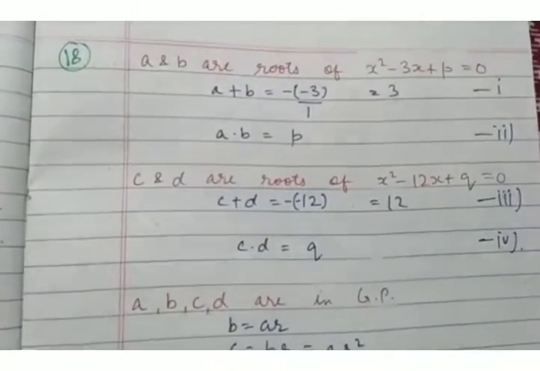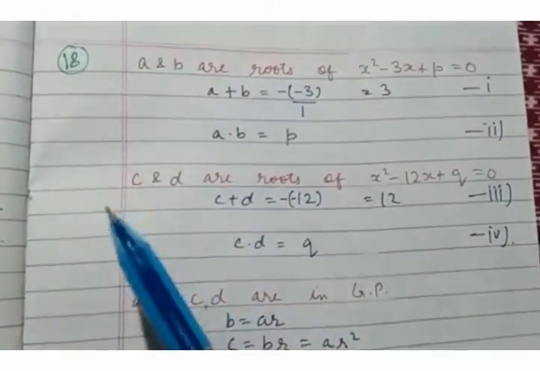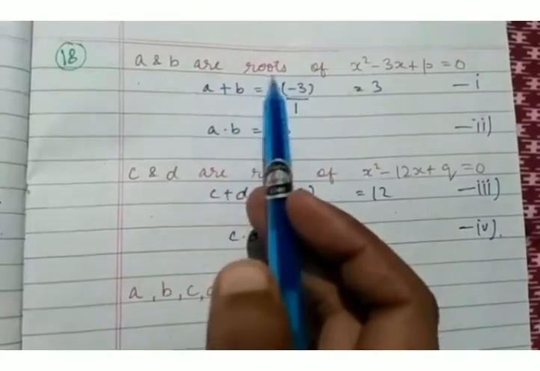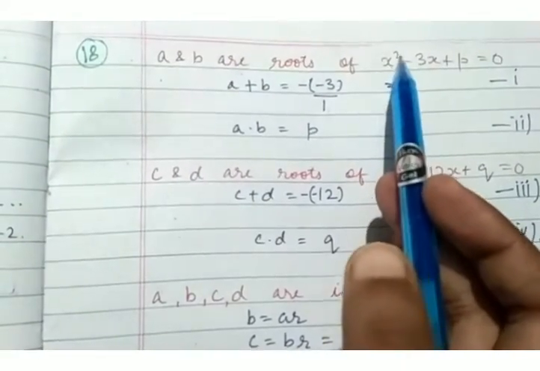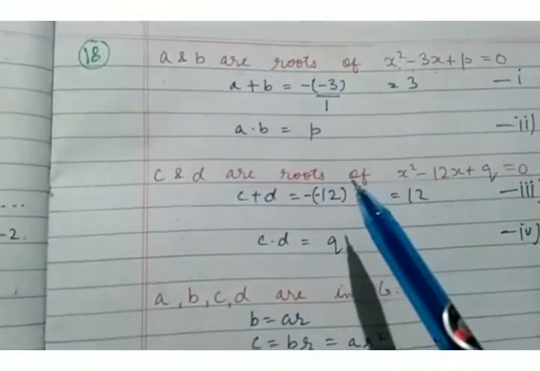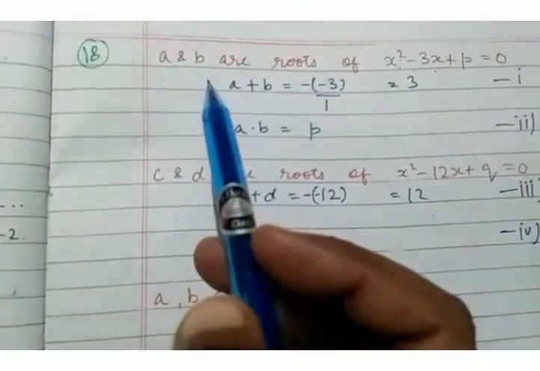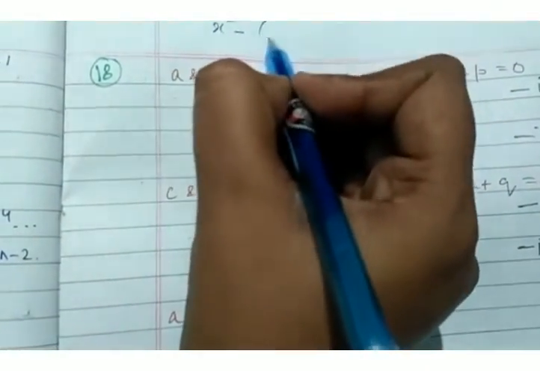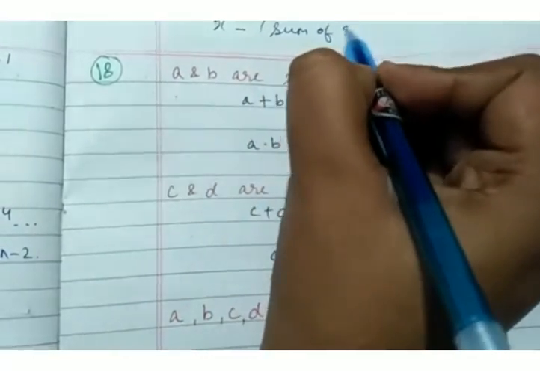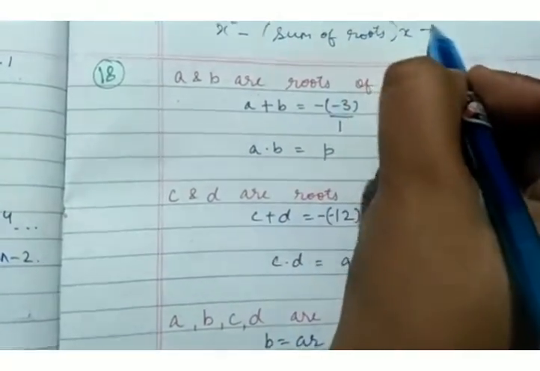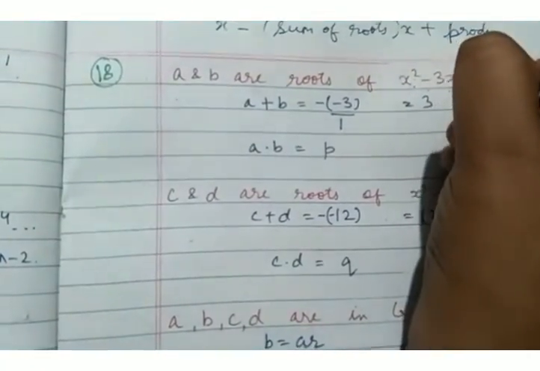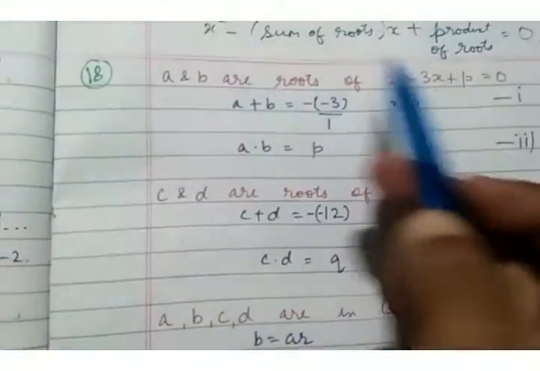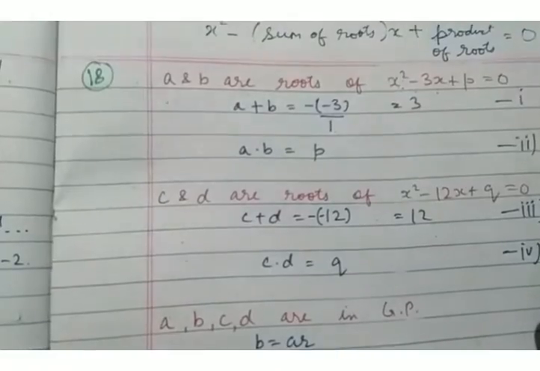The next question that we are going to discuss is question number 18. In this question, it is written that a and b are the roots of the given quadratic equation x square minus 3x plus p equals 0. We know that whenever we write a quadratic equation, it is of the form x square minus sum of roots into x plus product of roots equals 0. Whenever we have to write an equation, we use this.